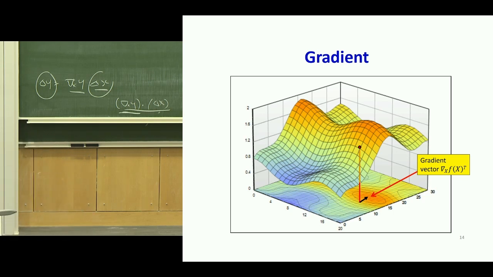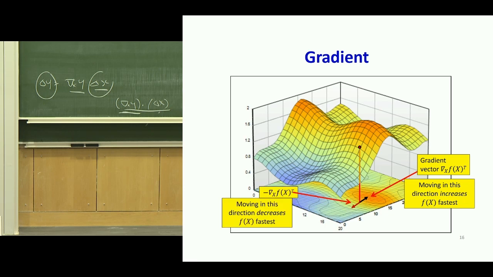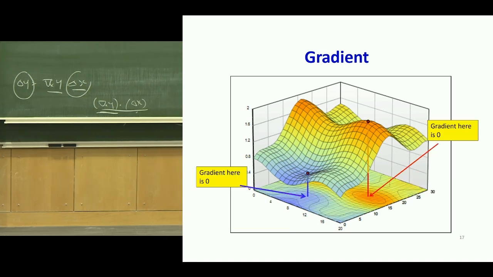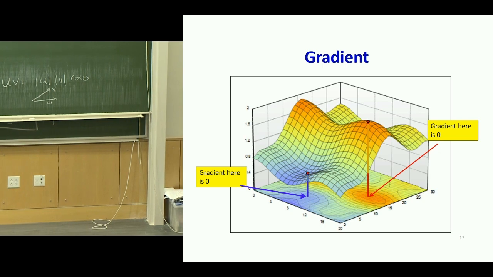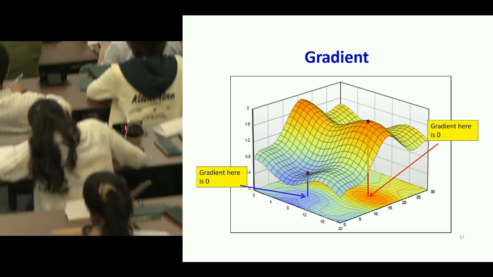Walking exactly opposite the gradient is the direction in which the function decreases the fastest. Obviously, it's the opposite, right? And that's where you'd want to go. And at the minima and maxima, if the function is smooth, the derivative is 0, right?